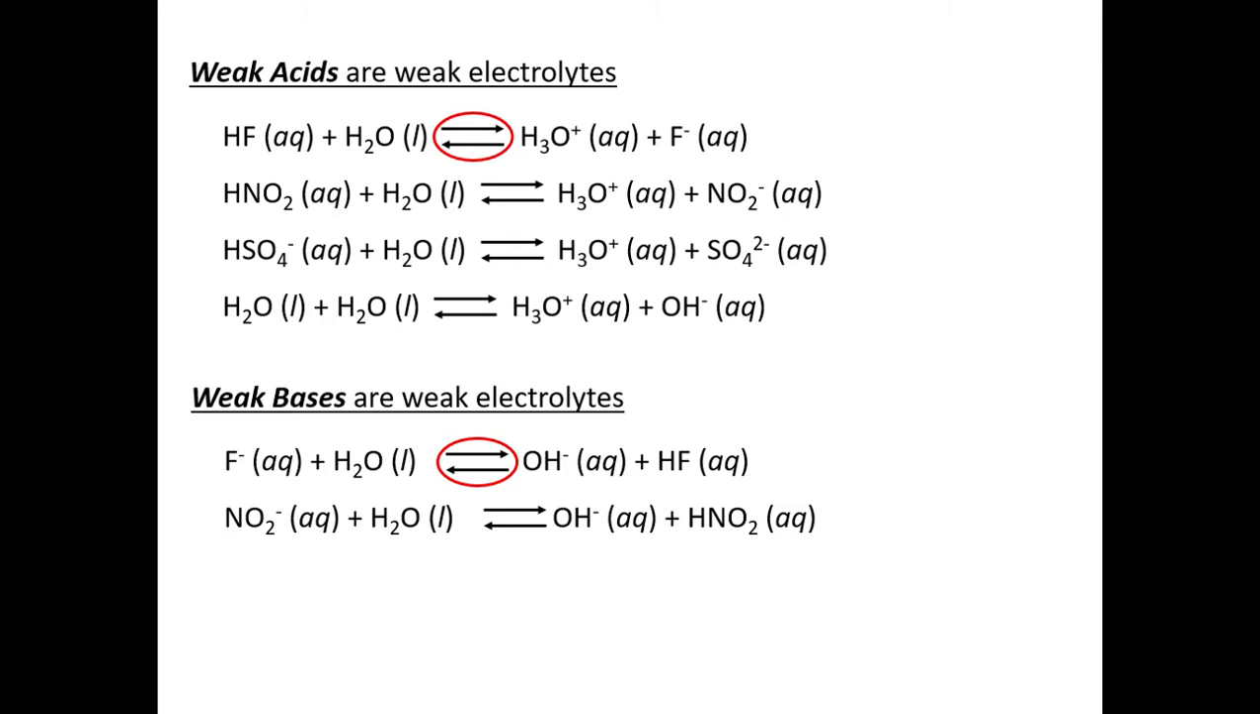Weak acids are weak electrolytes. We will see weak acid behavior in biological systems. Some examples given here, and again, this is telling us we've got a weak electrolyte because there's only partial, in this case, ionization. Hydrofluoric acid, HNO2, HSO4-, which is a conjugate base of H2SO4. Water is a weak electrolyte. 2 water molecules can react with one another to form the hydronium ion and the hydroxide ion.